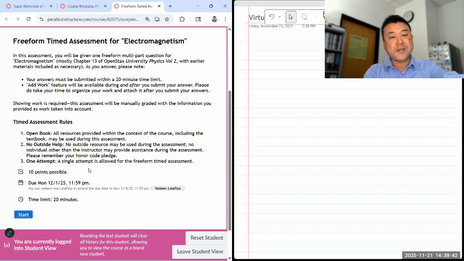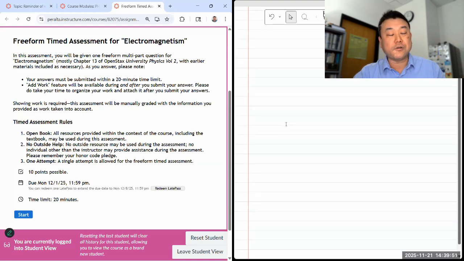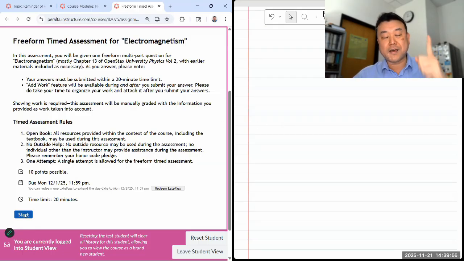Now I promise you I haven't had a lot of time to think about the question, so this is still kind of a genuine-ish attempt, but in the interest of full disclosure, I've seen the question. I know it's going to be some sort of solenoid question when I click start.